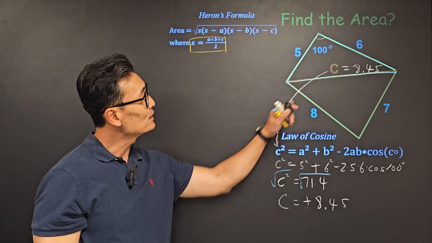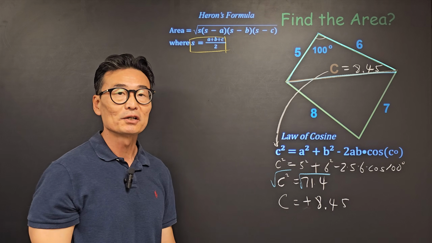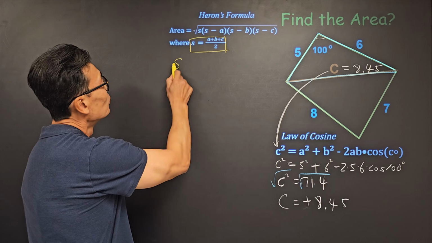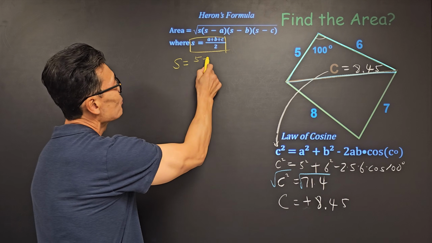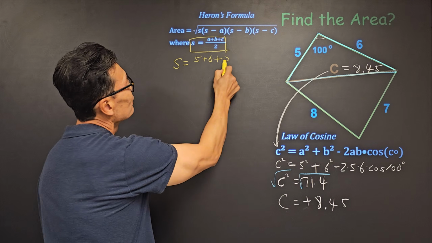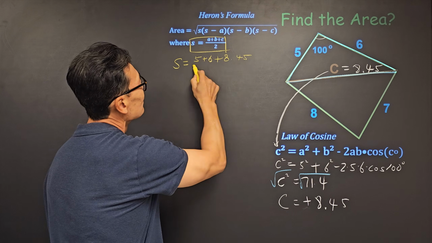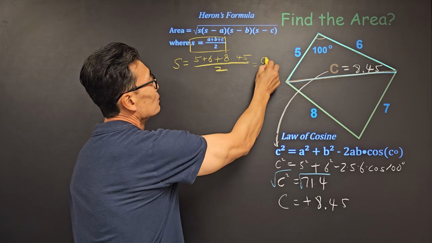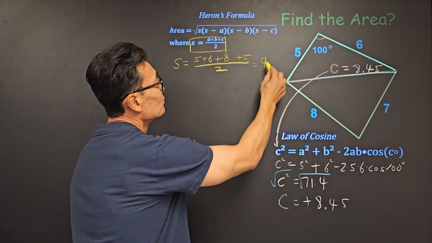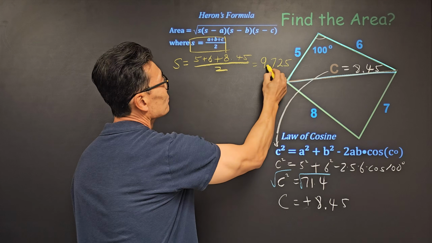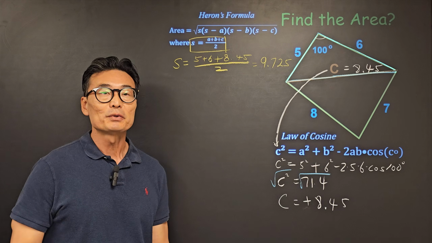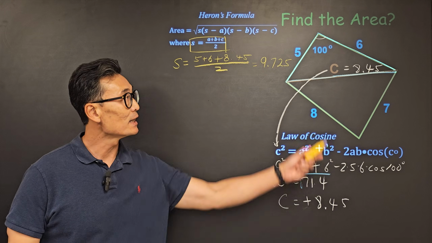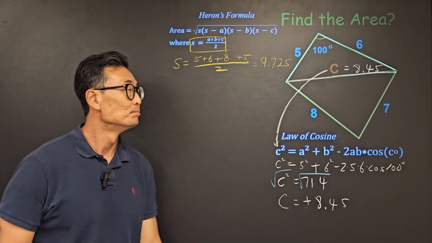So let's go ahead and find the S of this upper triangle, and then we'll plug it into the formula, where S is going to be 5 plus 6 plus 8.45 all over 2, which is 9.725. Now that we have the value of S, let's go ahead and plug it into Heron's formula to find the area of that triangle on the top.